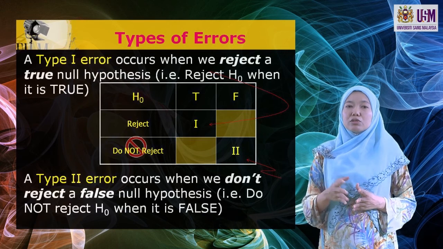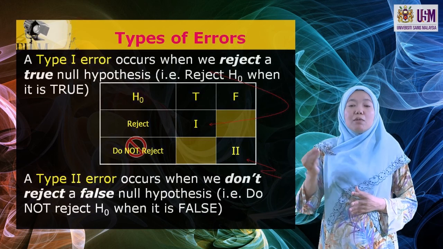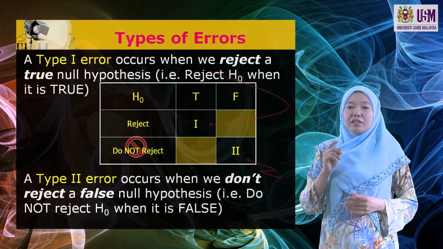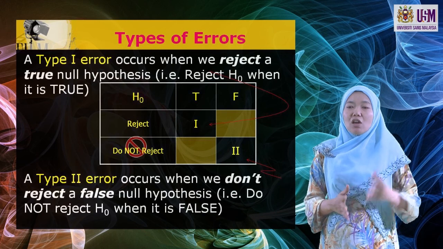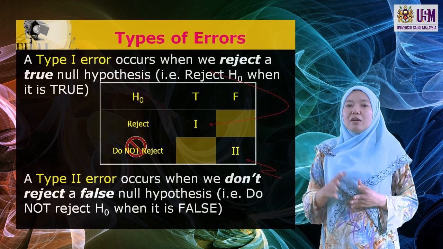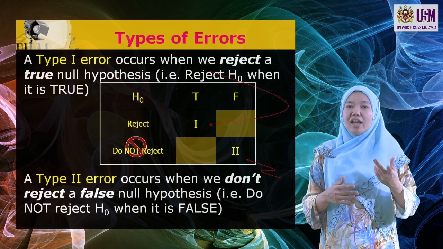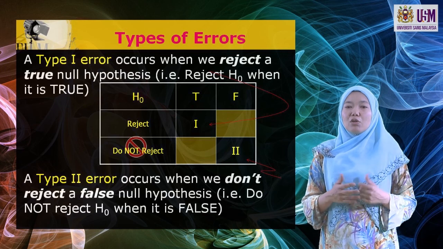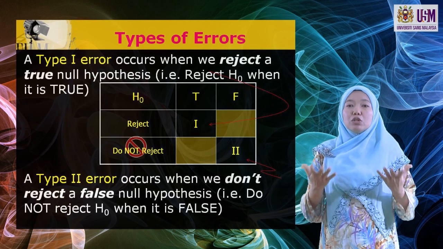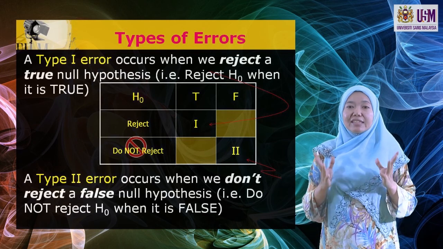Okay, so that is also not an error. So we are more concerned about if the statement is true but you reject, or if the statement is false but you do not reject. So those are the two types of error that are possible to happen when you are doing hypothesis testing.